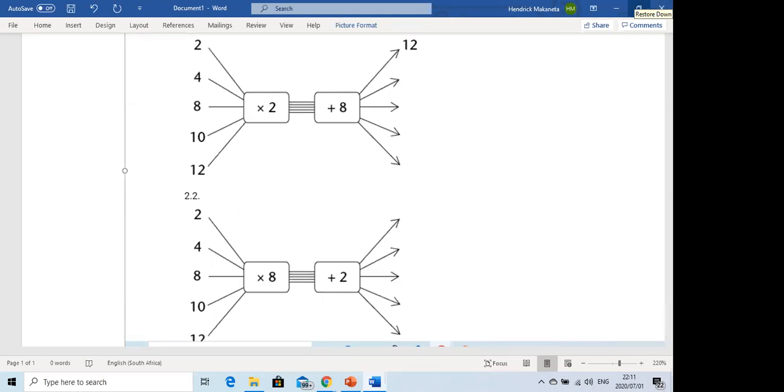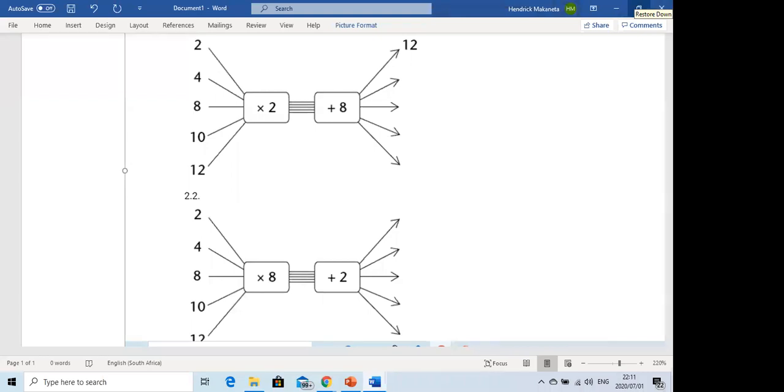The last one, of course, was 12. I see most of you were not sure. 12 was the last one there. So you can multiply 12 by 8 and then you add 2. So somebody did that. 12 times 8 is 96, plus 2 is 98.